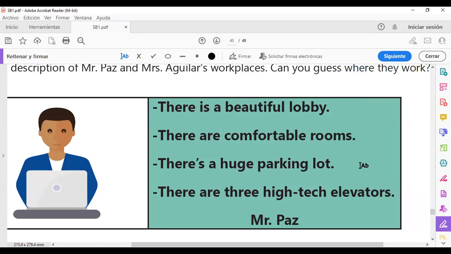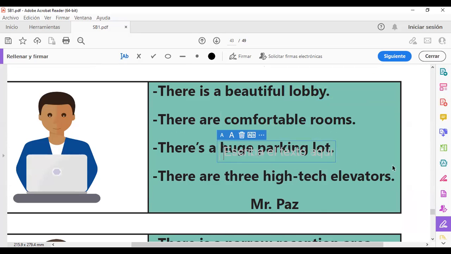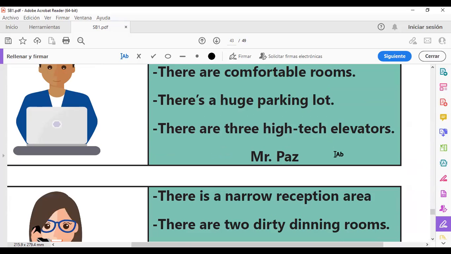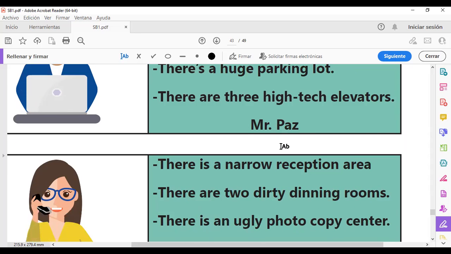Now you have comfortable. Confortable. Okay. Huge. Okay, if you don't know, look for it in your vocabulary, right? Huge. Enorme. Yeah, that's right. Huge, it's big, enormous. High-tech. Alta tecnología. Okay, high-tech, that's the way it is.